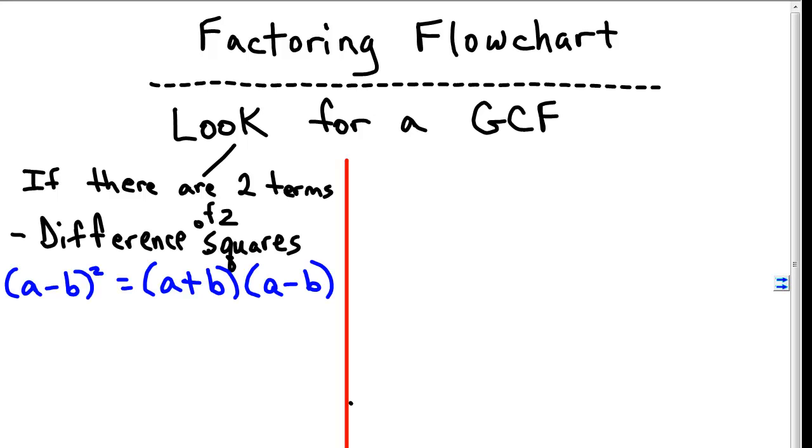If there are two terms, we look for a difference of two squares. The formula for difference of two squares is a squared minus b squared equals a plus b times a minus b.